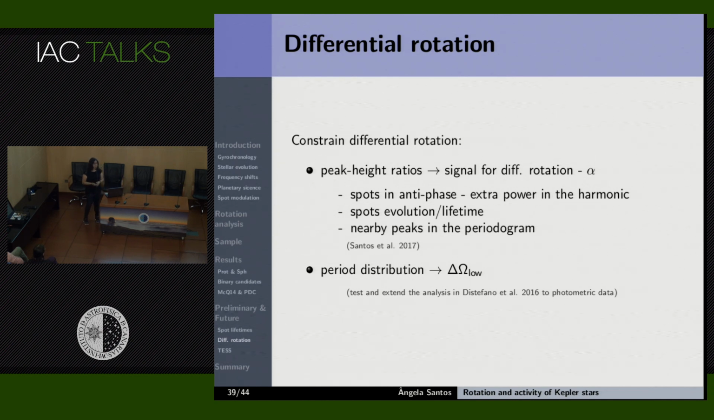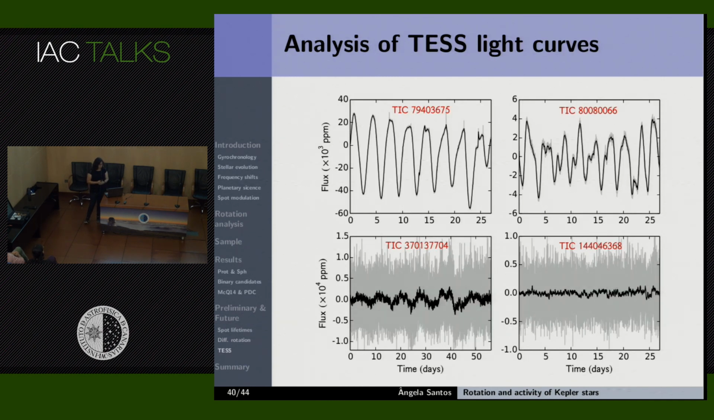So we also plan to study the distribution of rotation periods using different shorter subseries of light curves, and that will give a lower limit for the amplitude of differential rotation that is also related with the alpha that we measure from the other method. Now, the analysis that we have been doing and we plan to continue doing for the Kepler data is also valid for other missions like K2 and TESS and future PLATO.